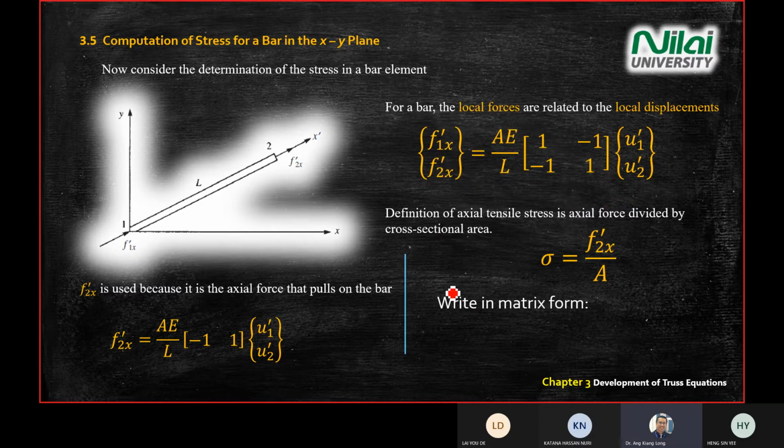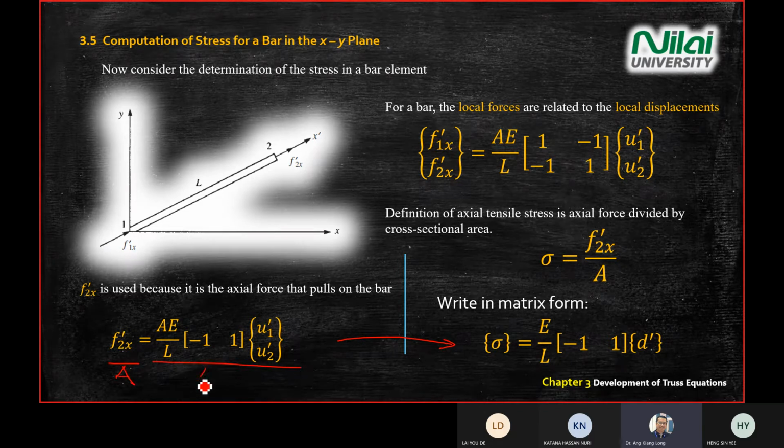So we write it in matrix form. How do we write our matrix form? We transfer our force into stress. If you look at the bottom left of your screen, the force is converted into stress, because stress equals force divided by area. So the whole equation on the left hand side you divide by A, and the right hand side you also divide by A. So A cancels A, and you only have E divided by L, and then minus 1, 1, D prime.